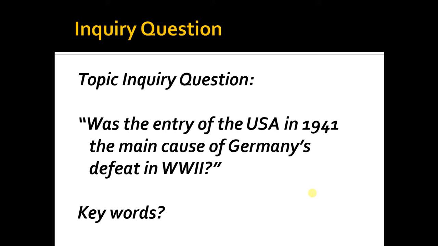The topic inquiry question for this part of the chapter is: was the entry of the USA in 1941 the main cause of Germany's defeat in World War II? If you think about the key words, you look at the USA's entry into the war itself, and whether this caused the defeat of Germany in World War II. How important was the USA's role in contributing to the defeat of Germany?